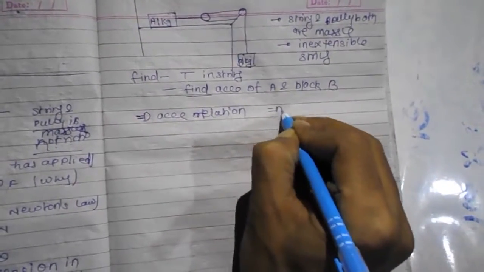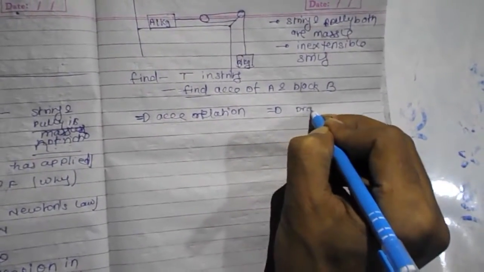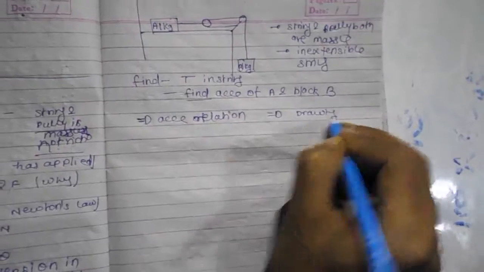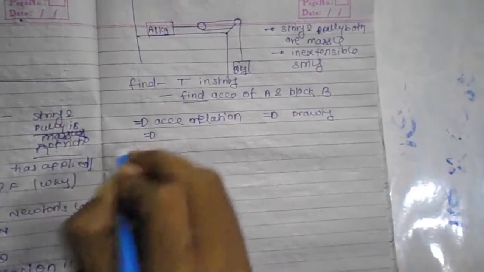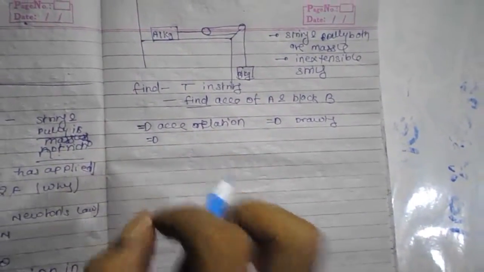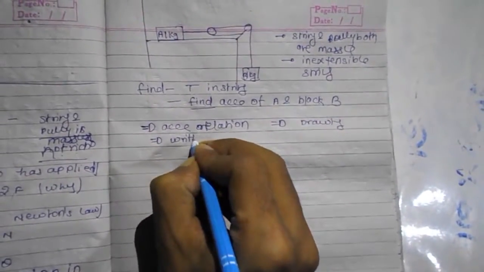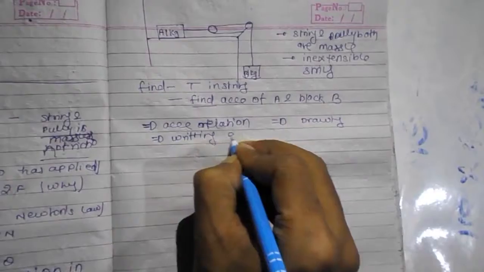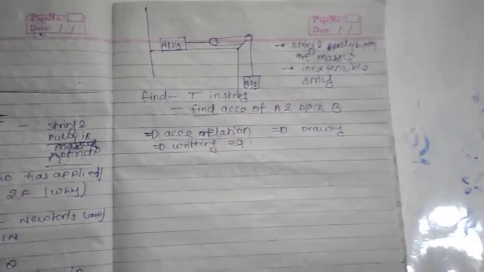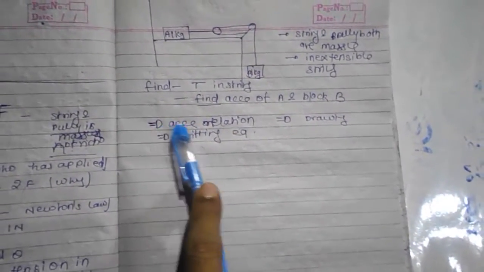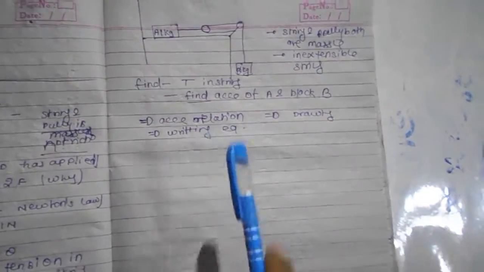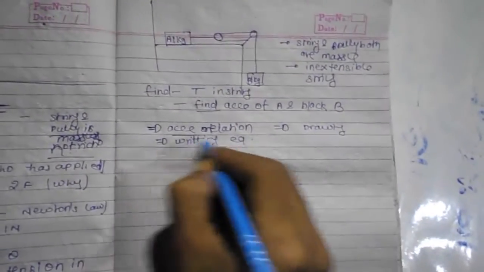Second is drawing free body diagram. And third is writing down equation. Okay guys, you should follow these three concepts: acceleration relationship, drawing free body diagram, and writing the equation. These are very important.